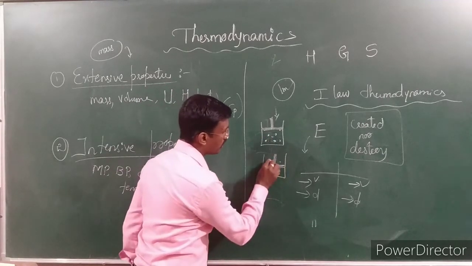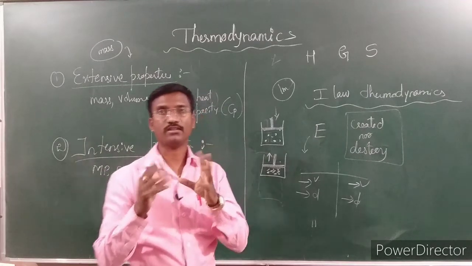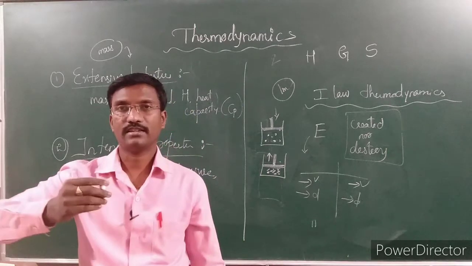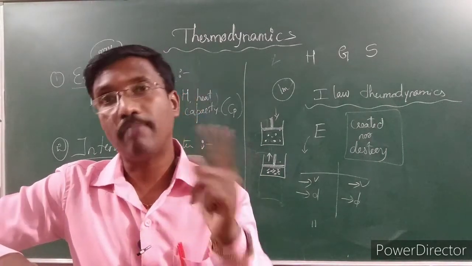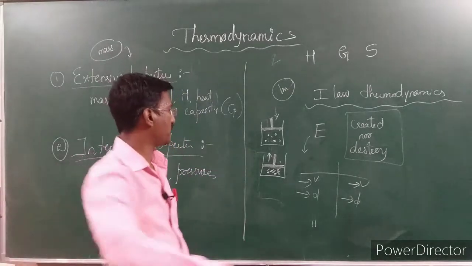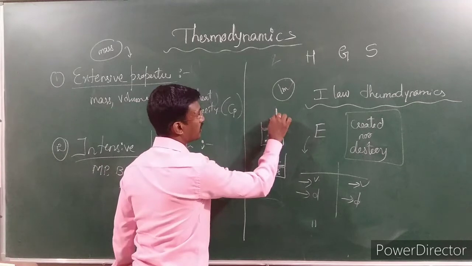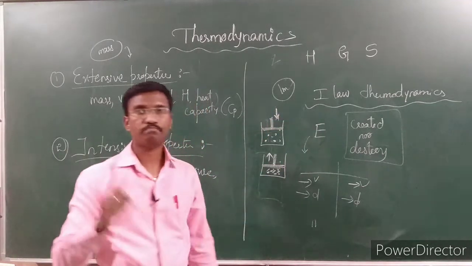After some time, what happens? The gaseous compounds are going to expand. If they expand, that is called releasing. So expansion is nothing but what? Work done by the system. By the system, it is called expansion. Compression is nothing but work done on the system. Expansion is called work done by the system.